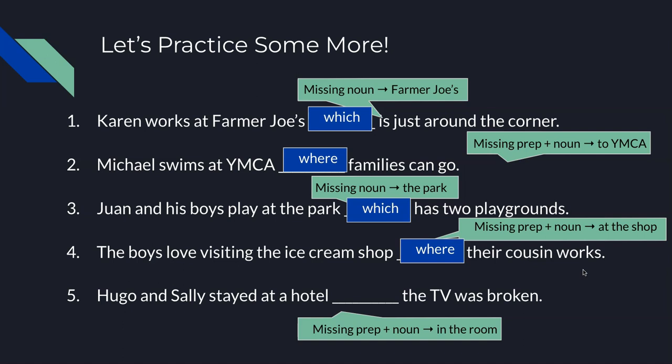That means that we are missing a preposition with a noun, and so if we want to make a sentence with a relative clause, we need to use the relative pronoun where, because we need a preposition to make the sentence complete. So with this practice, you are starting to see the difference between which and where, 2 relative pronouns.